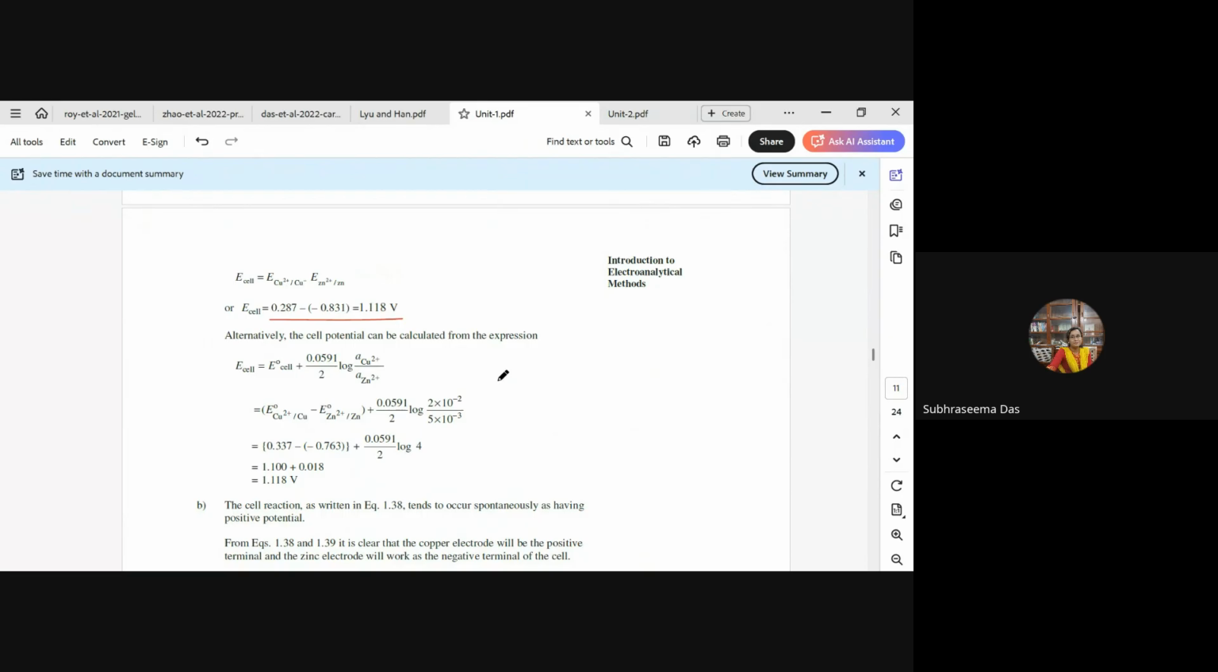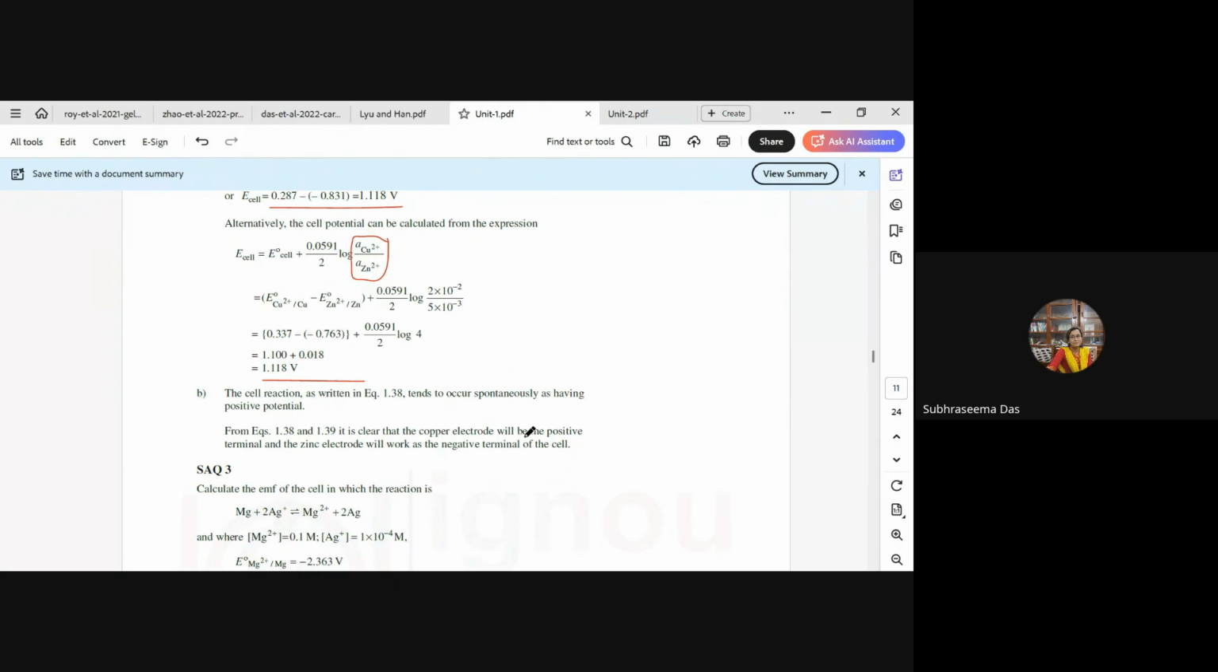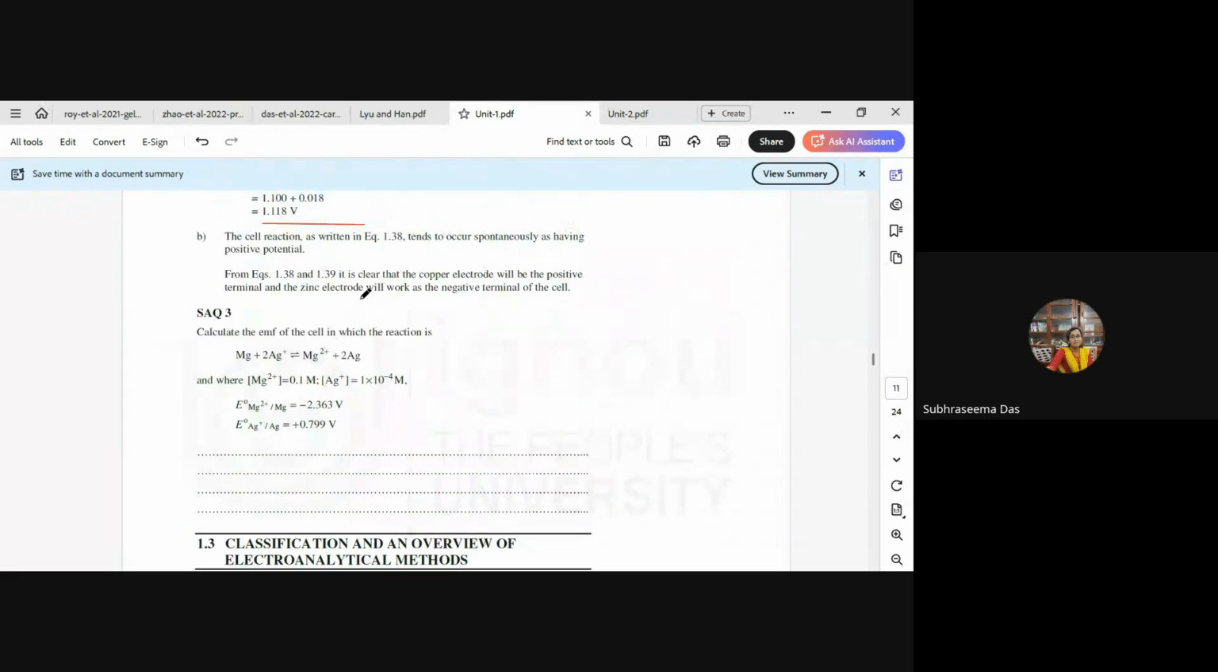But this whole method can be done with a very simplified expression of the Nernst equation, that is E0 cell plus 0.0591 by 2 into log of the activity of copper by the activity of zinc. You directly put in the values and we get the overall cell potential. So this is how the Nernst equation is useful in calculating the overall E cell. Another question of the same type has been given.